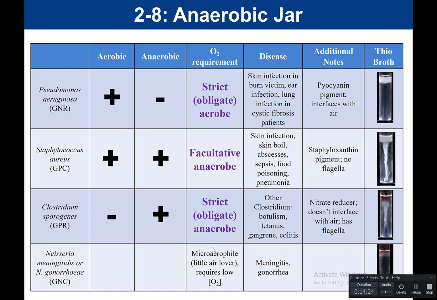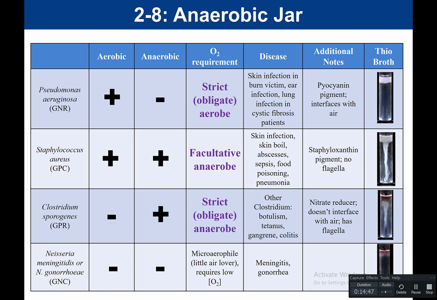So if we're talking about a microaerophile, can we grow it in our anaerobic jar experiment? Would that ever show us what we would need to see? And the answer is no. It wouldn't grow because it can't grow aerobically and it can't grow anaerobically. It only grows where oxygen concentrations are low.